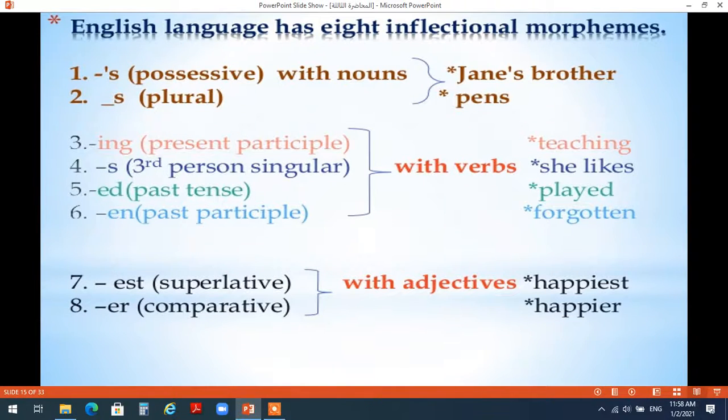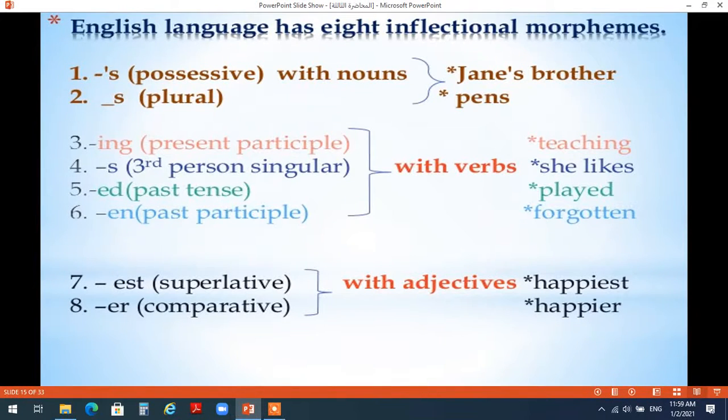In this diagram, the inflectional suffixes have been classified in an easier way. For example, you see the first 2 inflectional suffixes are classified as the inflectional suffixes which are added or used with nouns, while number 3, 4, 5, and 6 are the inflectional suffixes which are used or added for verbs, while in the 7th and 8th examples, you see the inflectional suffixes which are added or used with adjectives. So as you see, the inflectional suffixes which are used with nouns, they are only 2.